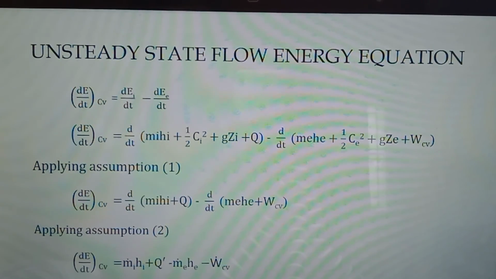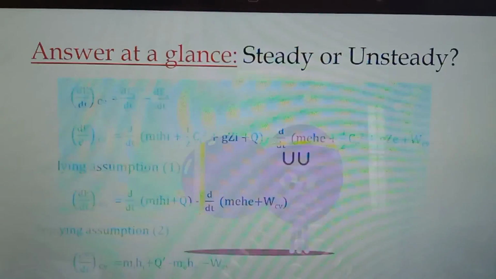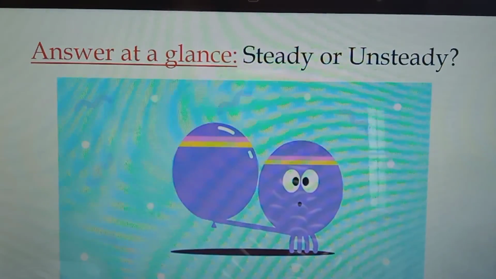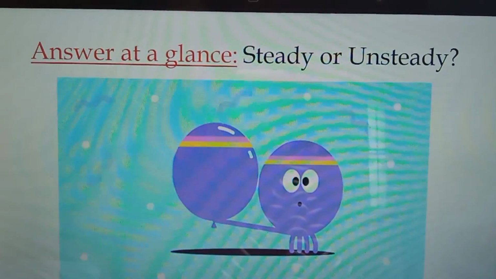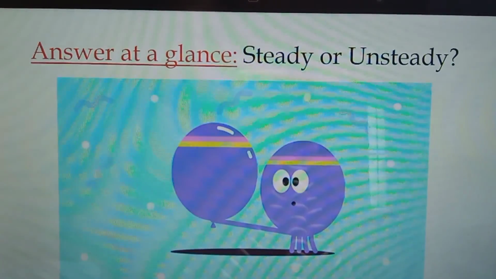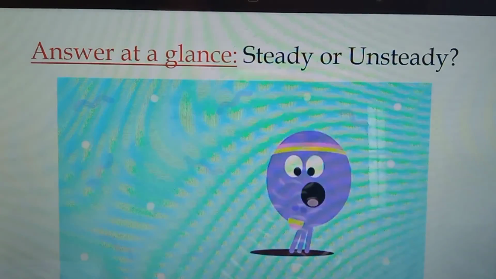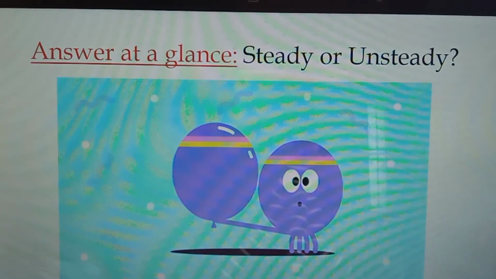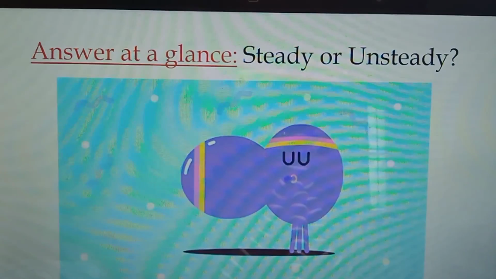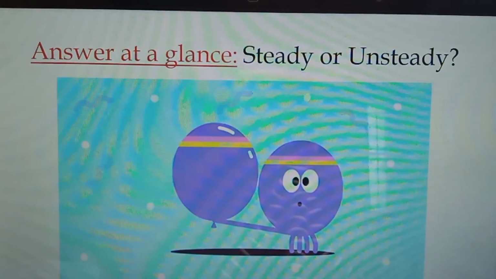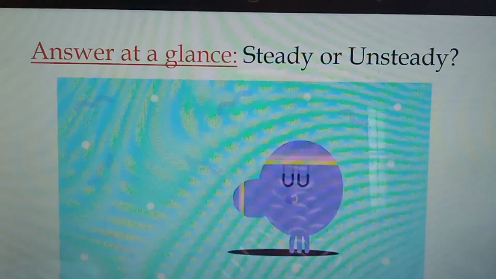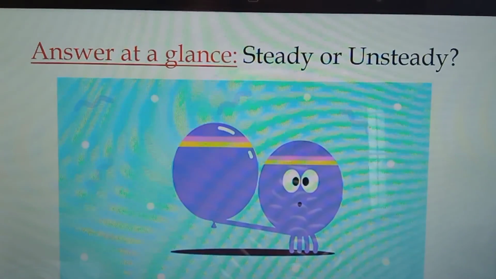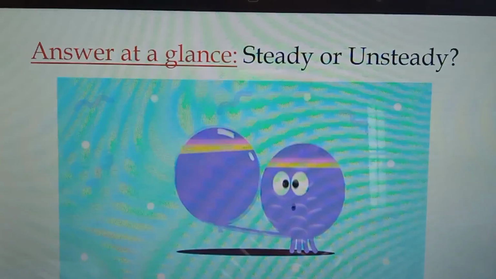To end the session, here is a quick question: say whether this process is a steady state or unsteady state. A man is blowing a balloon. Is this process a steady state or unsteady state? The answer is that this process is an unsteady state, because the mass inside the balloon, which is our control volume, keeps on increasing with respect to time. So the balloon blowing process is an unsteady state process.